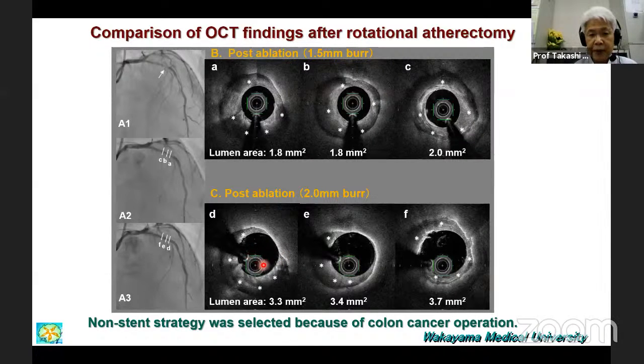You can identify a much bigger lumen. However, there are some sites without any calcium. Therefore, a much larger burr size-up might risk making a perforation. Therefore, we did a drug-coated balloon inflation, and the patient had the colon cancer operation, and there was no problem, and the patient is now very well.